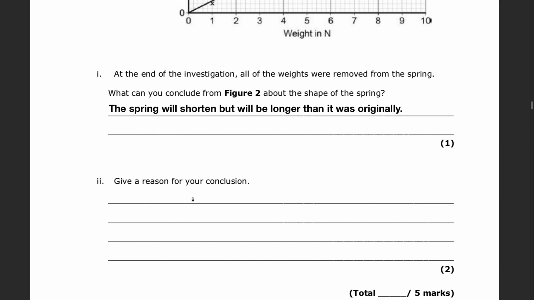As we've already said, the reason it will shorten but it will be longer than it was originally is because it has exceeded the elastic limit and this will cause it to be deformed permanently. Since the spring exceeded its elastic limit, it has been permanently deformed. And that concludes question 5.